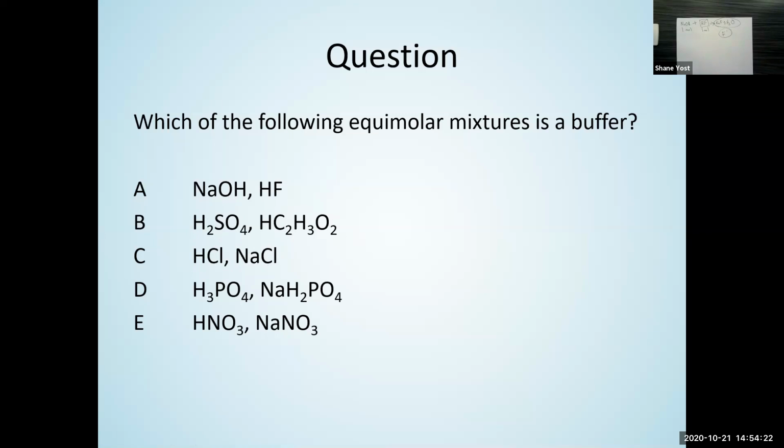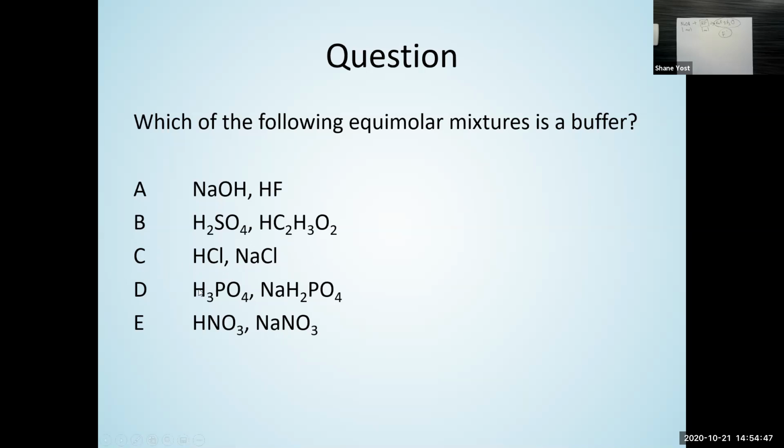Buffer solutions are solutions that have an equilibrium established between the weak acid and conjugate base. So you need to have weak acids and weak bases in solution, not strong acids and strong bases. So C will not form a buffer solution because this involves a strong acid and its conjugate base. So that's not a buffer solution.